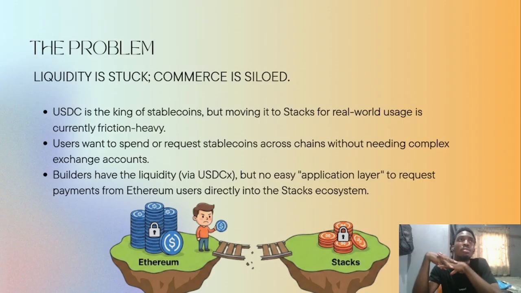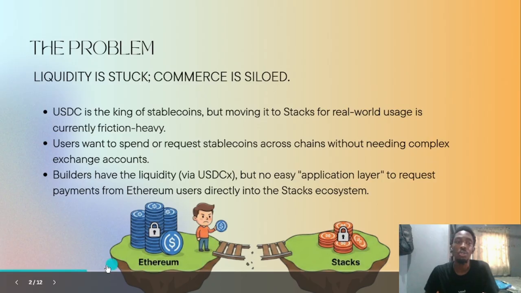The problem is that there are billions of dollars in stablecoin liquidity stuck on the Ethereum ecosystem, and if you are a Stacks builder, merchant, or creative, getting paid by someone in the Ethereum ecosystem can be a hassle. You either have to know about bridging, or you have to know about centralized exchanges, and that friction kills commerce. So we didn't just build the next bridge UI or something generic. We are actually building the commerce rail that makes Stacks usable in the real world. So let's go to the next slide.